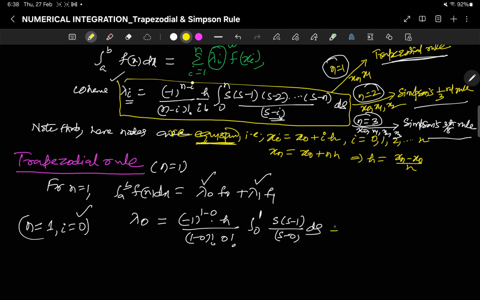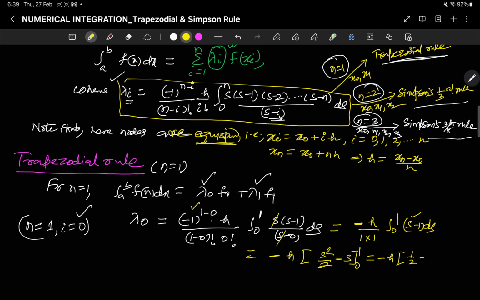Evaluating the integral, it will be minus 1 to the power 1, meaning minus of h, and in the denominator 0 factorial is 1, and integral 0 to 1, here s and s cancel, it is (s minus 1) ds. Simply integrating, this is equal to minus of h times [s square by 2 minus s] from 0 to 1. So this is equal to minus of h times (1 by 2 minus 1), which is equal to h by 2.